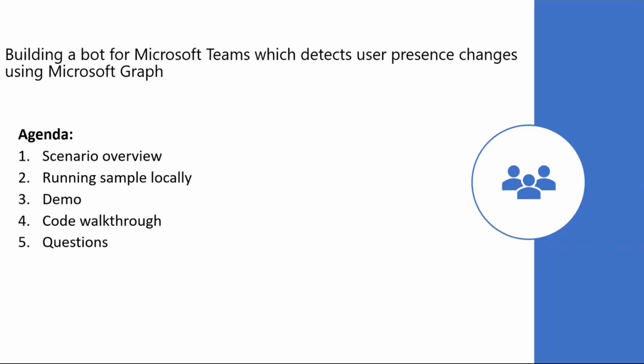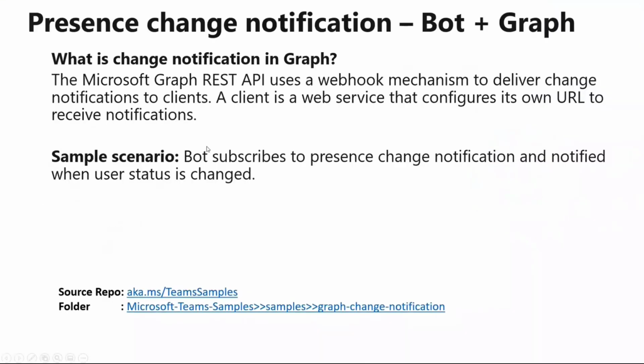To get started, we'll talk about the scenario, which is detecting the user presence and sending a notification using a bot. We'll also do this demo locally. We'll run this and have a demo. After that, we'll do a code walkthrough and take questions around that. So let's dive into it.